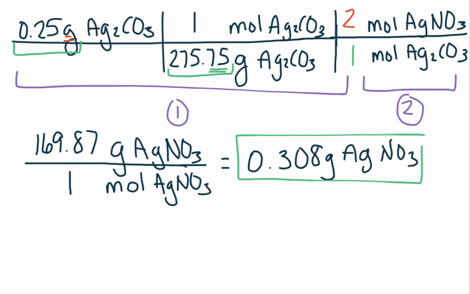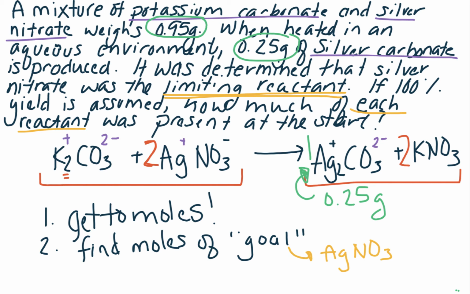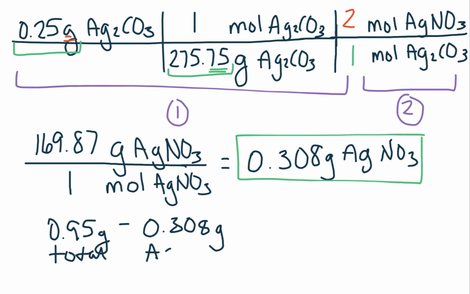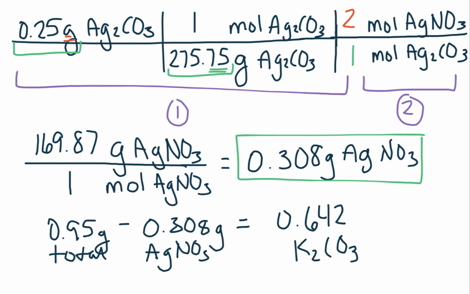Then it asks how much of each were present. So if silver nitrate is the limiting reactant and our mixture weighed 0.95 grams, that means everything else in there, the rest of that mass, was from the potassium carbonate. So if the whole mixture weighed 0.95 grams and 0.308 grams of that was silver nitrate, then the rest of that must have been potassium carbonate. We can just subtract, and that will give us 0.642 grams of potassium carbonate.